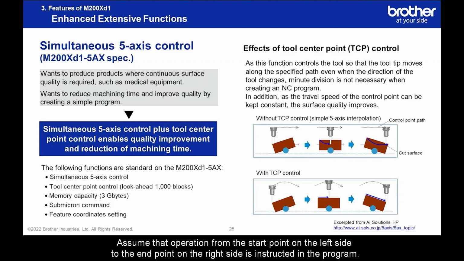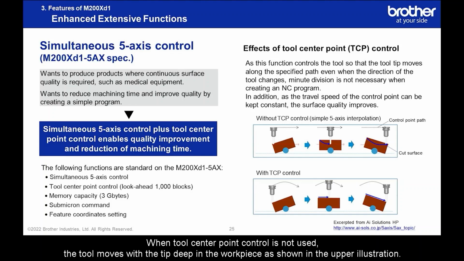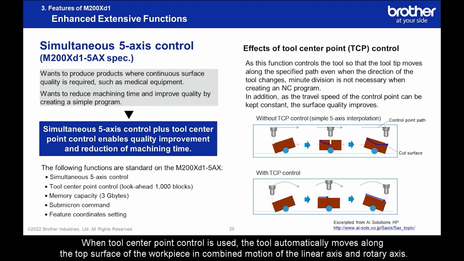Assume that operation from the start point on the left side to the end point on the right side is instructed in the program. When tool center point control is not used, the tool moves with the tip deep in the workpiece as shown in the upper illustration. When tool center point control is used, the tool automatically moves along the top surface of the workpiece in combined motion of the linear axis and rotary axis.